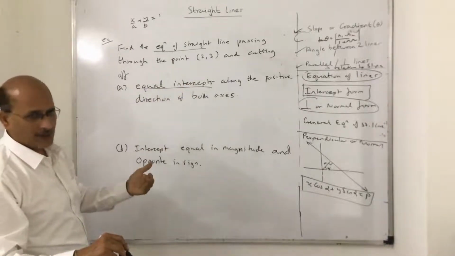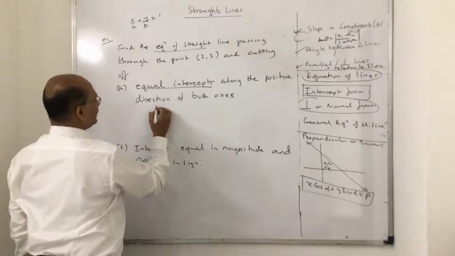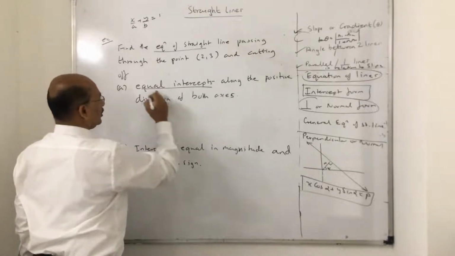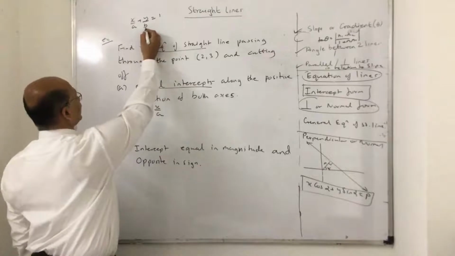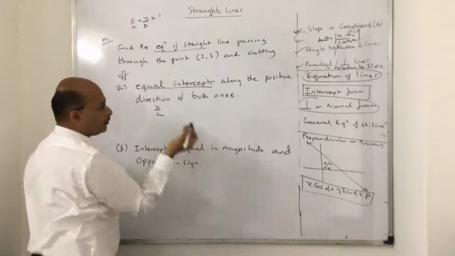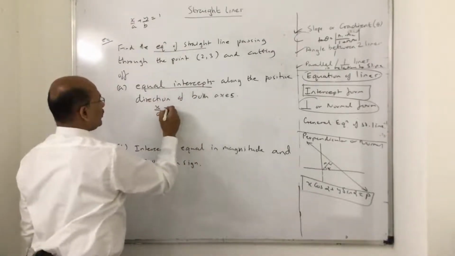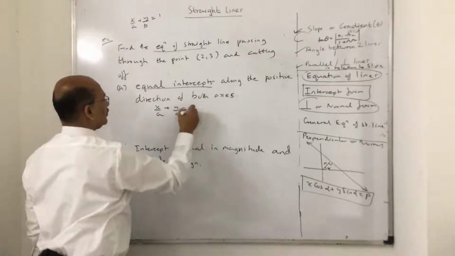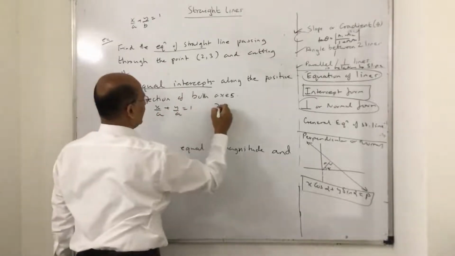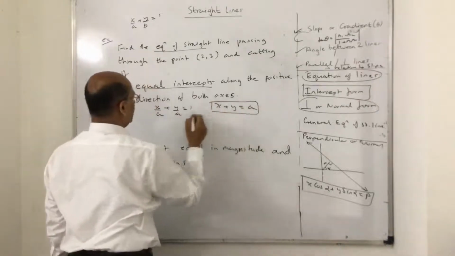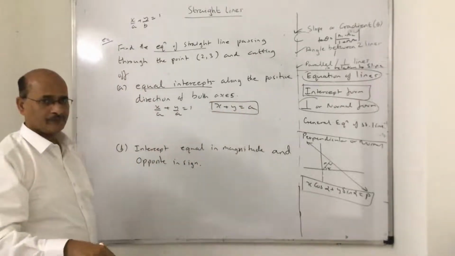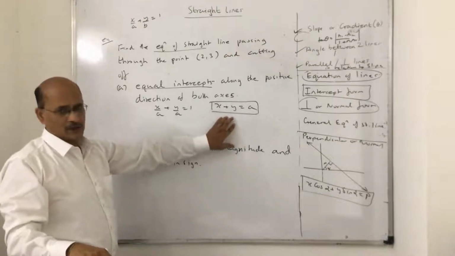So when I say equal intercept, I do understand this is x upon a. Now here, equal intercept. So instead of taking the other intercept as b, I can take the same intercept because they are saying equal intercept. x upon a plus y upon a is equal to 1. So eventually this will become x plus y is equal to a. This is the equation with equal intercept. But it's an incomplete equation. Why?